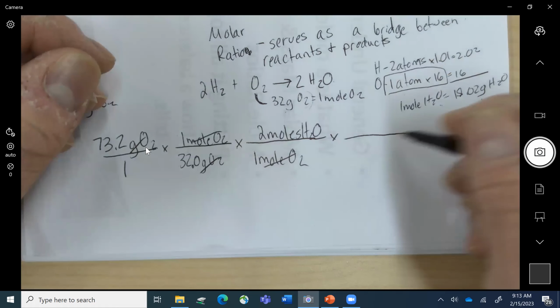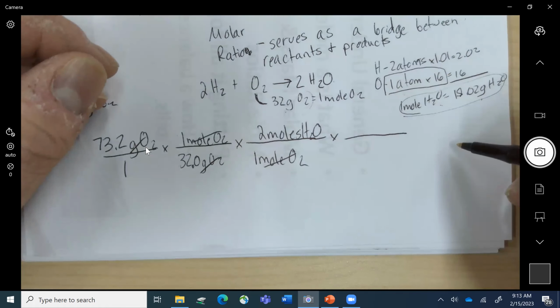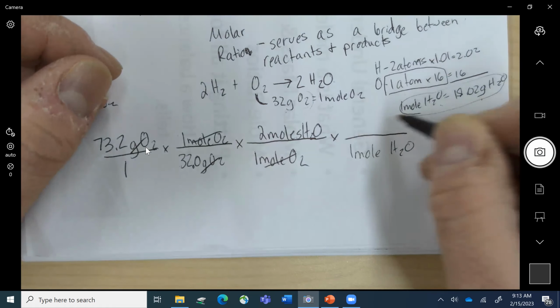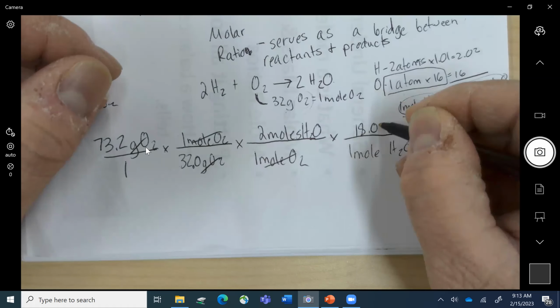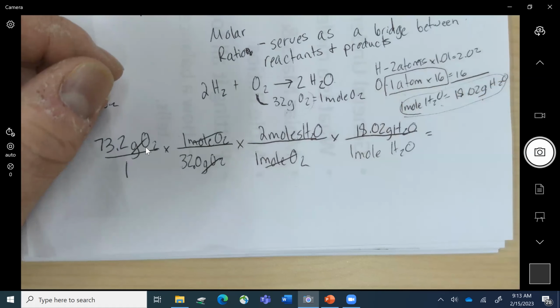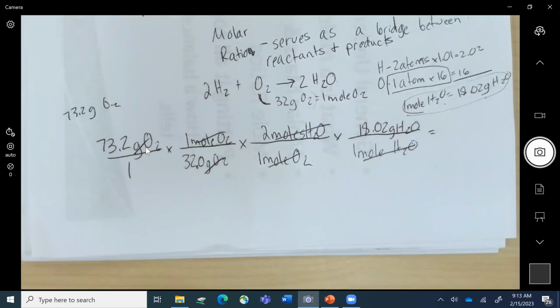Well, that's your molar mass when you figure that out, which is 1 mole of H2O equals 18.02 grams of H2O. And that cancels and that cancels. See, I told you the conversion factors in this are going to be a little rough, and where they come from. But practice makes perfect, okay?